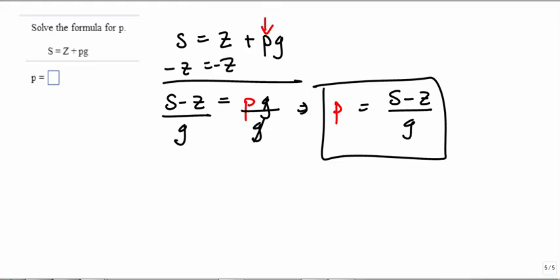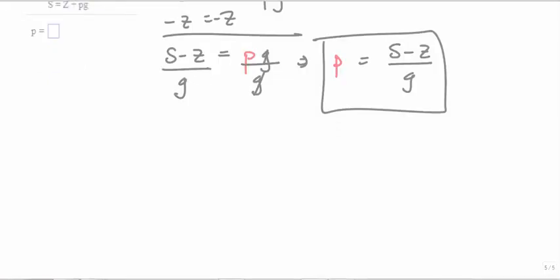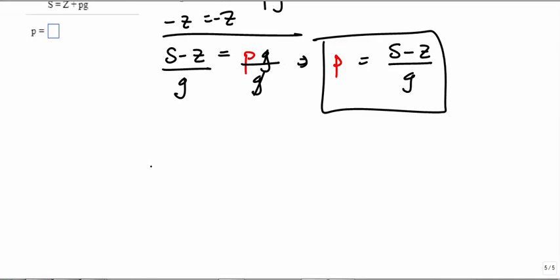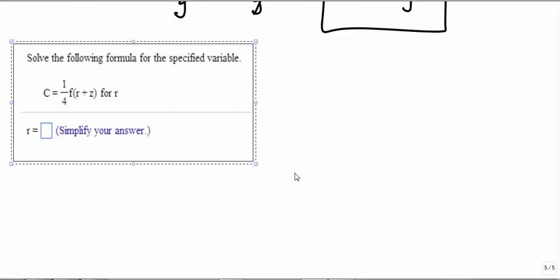I'm going to do a couple more of these just because some of them can get a little bit complicated and confusing. And so when you run across these in the homework, I don't want you to not know where to start on these. So let's go ahead and look at our next one. And this one we're trying to solve for r.